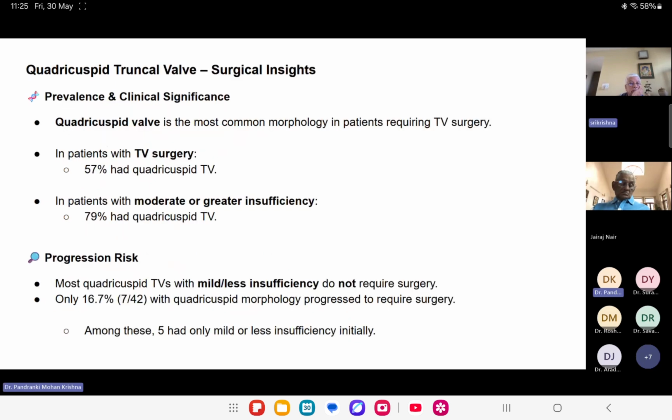Quadricuspid truncal valve is the most common morphological truncal valve, that means the one which is actually regurgitating. That means in patients with truncal valve surgery, 57% have a quadricuspid truncal valve. And in patients with moderate or greater regurgitation, 79% are quadricuspid.